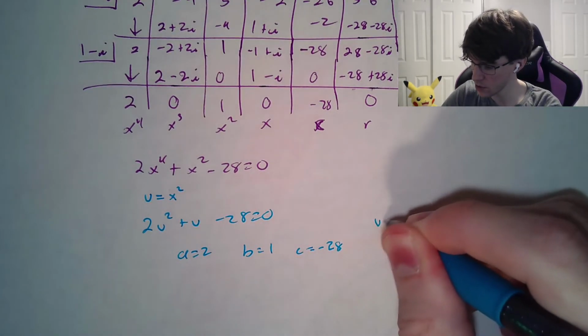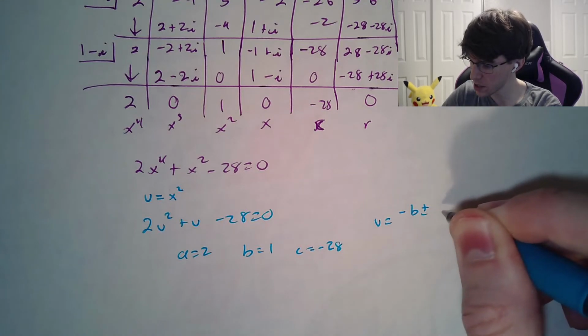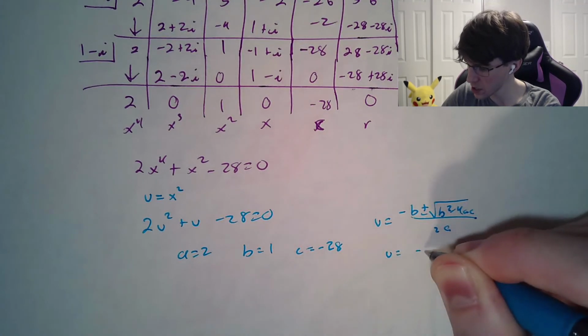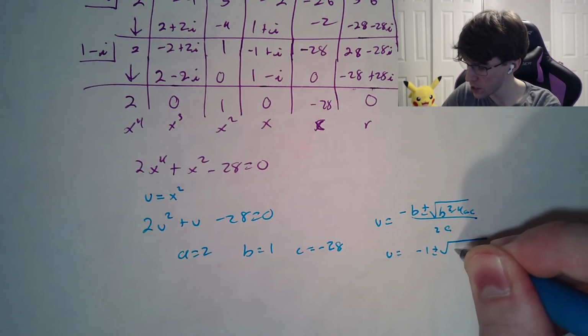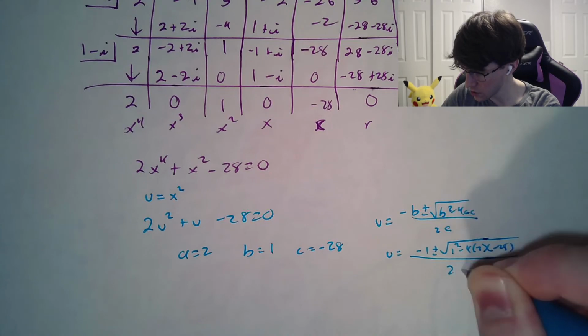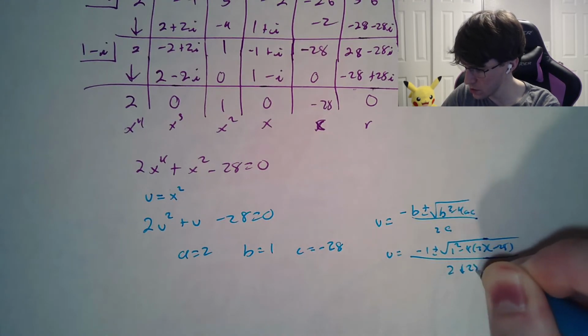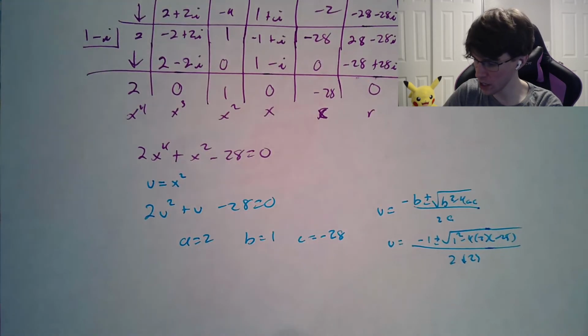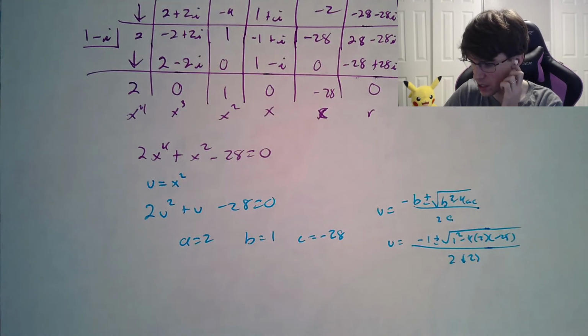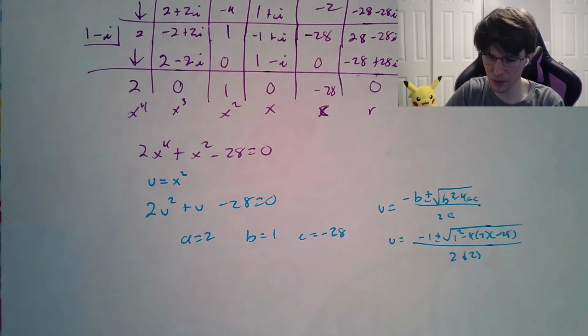It's just u is equal to -b plus or minus the square root of b squared minus 4ac all over 2a, which means u is equal to -1 plus or minus the square root of 1 squared minus 4 times 2 times -28, all over 2 times 2. Anyways, you plug all that into your calculator, you'll end up getting the 2 values of u. I guess I've already done it. You could factor this too, is what I'm trying to say. It's factorable. But I've already done all this work for this. I might as well just finish what I started.